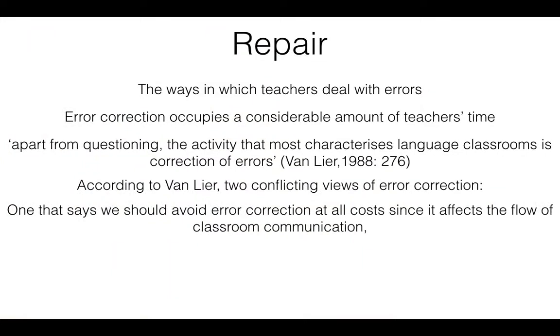According to Van Lier, there are two conflicting views of error correction. There is one that says we should avoid it. There are people who say that we have to avoid error correction. We shouldn't get involved in error correction. Let the students make mistakes. This is one view. And we have to avoid error correction at all costs since it affects the flow of classroom communication. This is why teachers avoid them. It is recommended by some experts to avoid error correction.